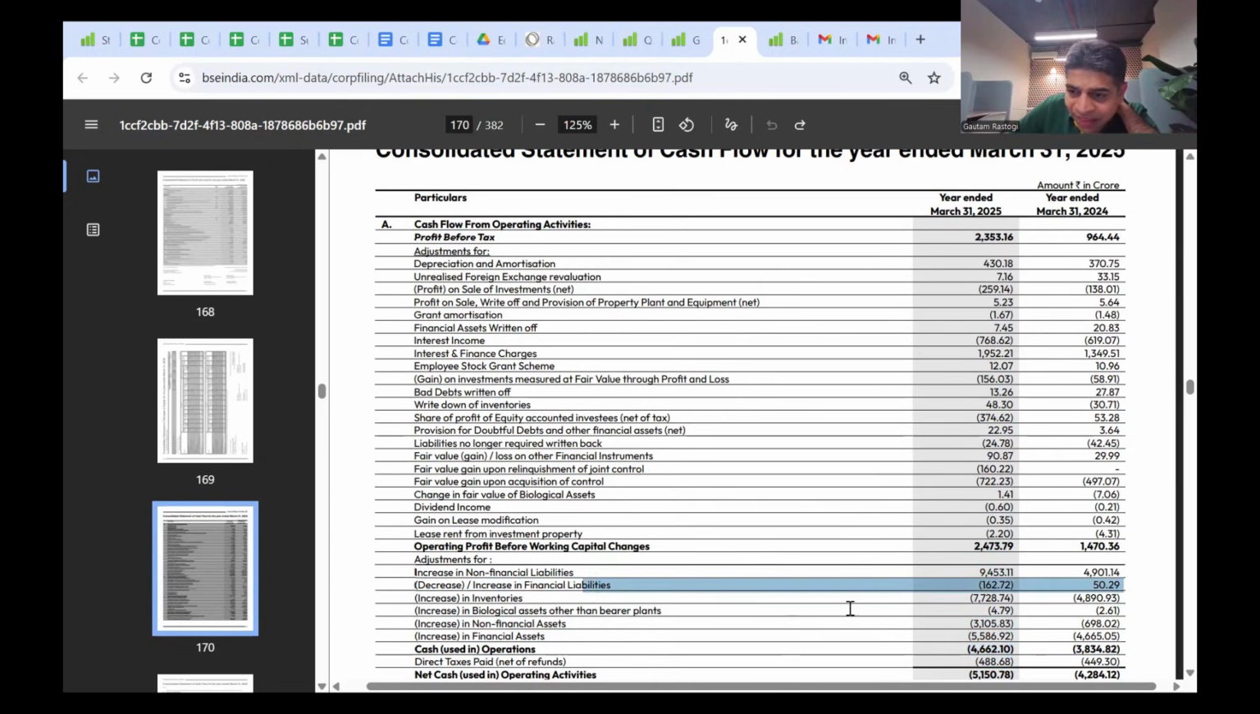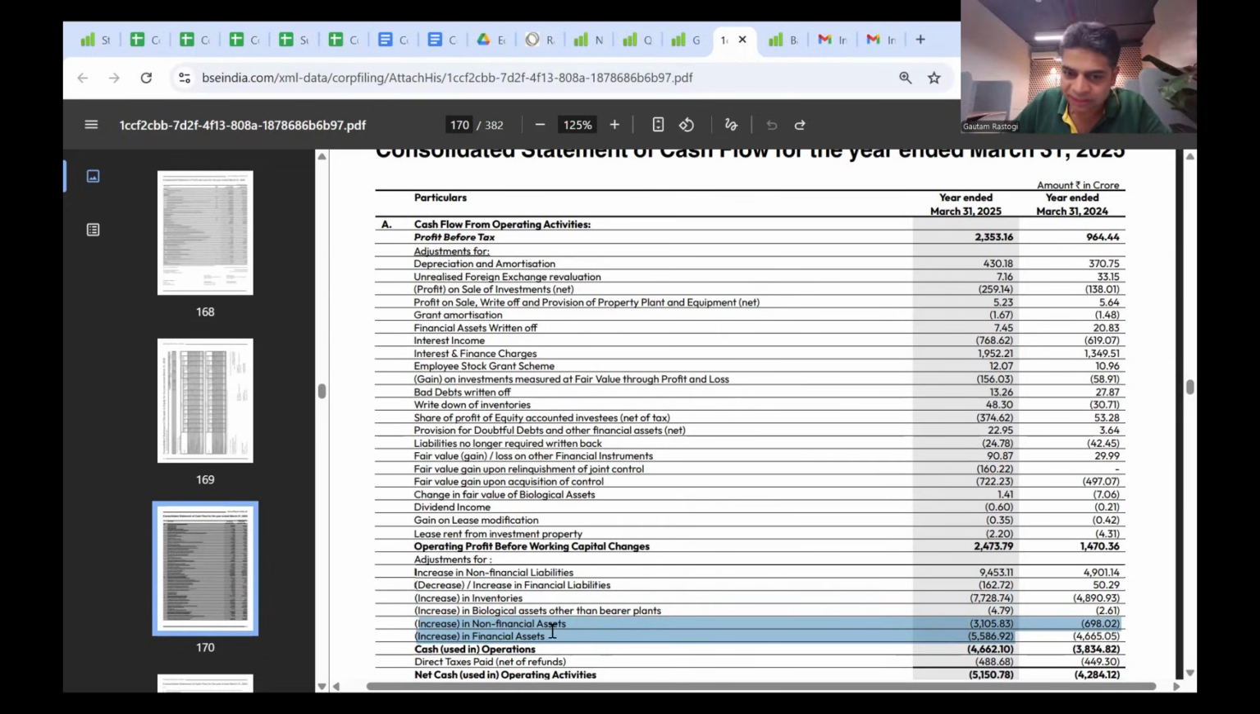If you see, there is a lot of increase in inventory. Okay, 7,000 crore. That's the amount of money stuck in inventory. In fact, there are also some non-financial and financial assets. Not only inventory, there are some financial and non-financial assets in which money is also getting tied up. तो आपको क्या करना है?